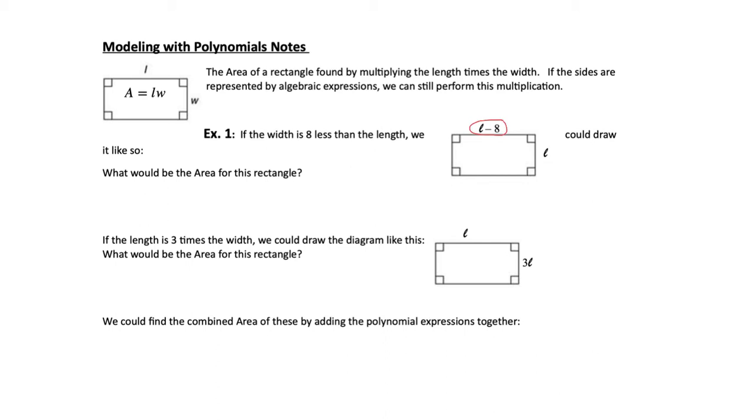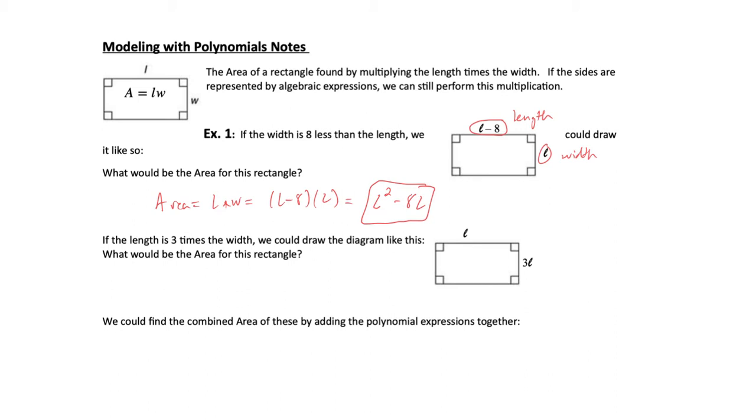Okay, so if we look at this first one right here, we have our length, and then right here we have our width. So to find the area, length times width. So our length is L minus 8 times width L. When you multiply those two together, we get L squared minus 8L. So that would be your area.